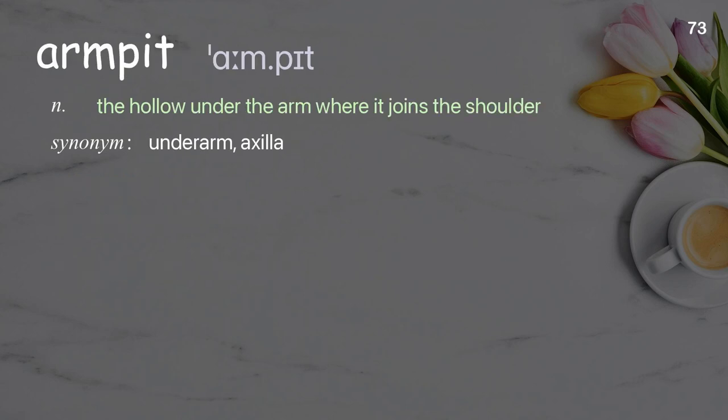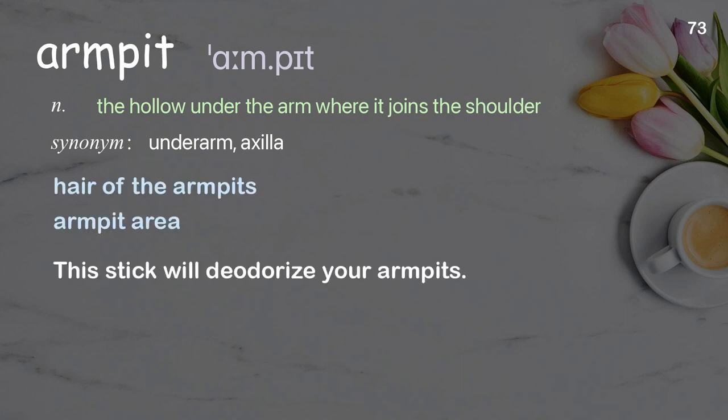Armpit. The hollow under the arm where it joins the shoulder. Examples: Hair of the armpits. Armpit area. This stick will deodorize your armpits.